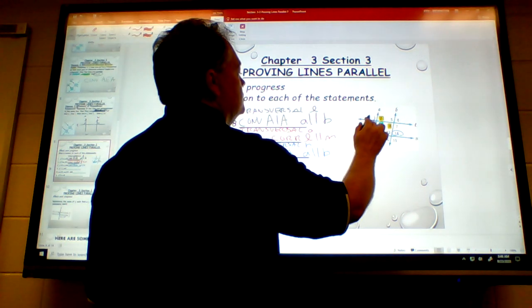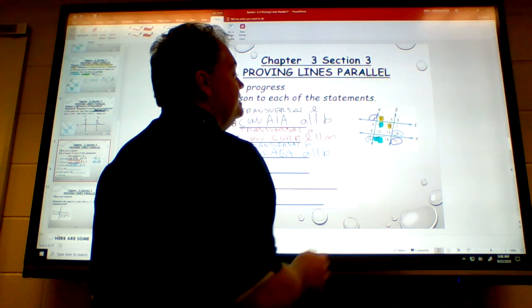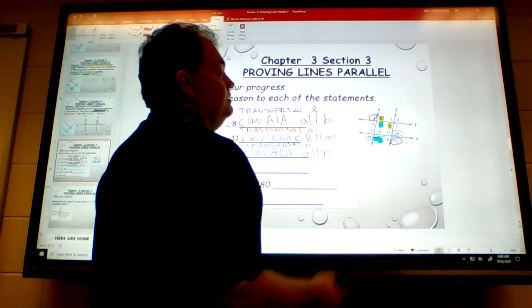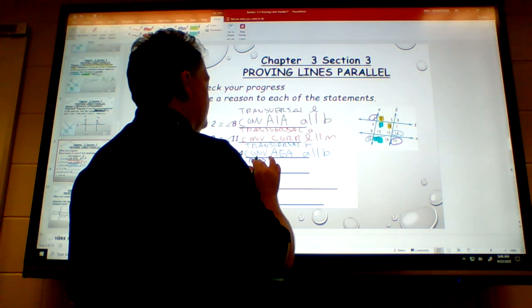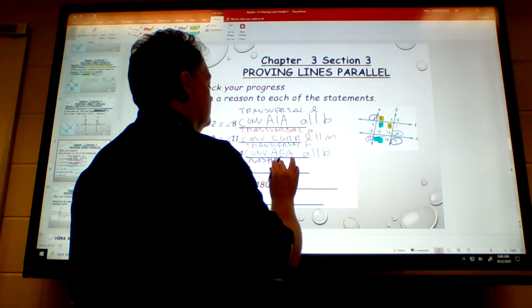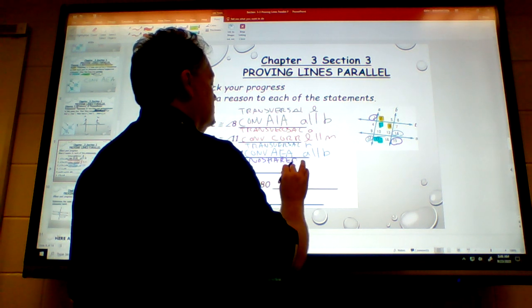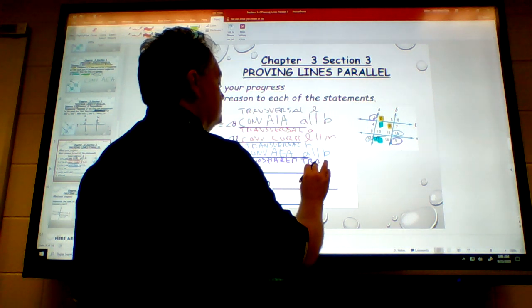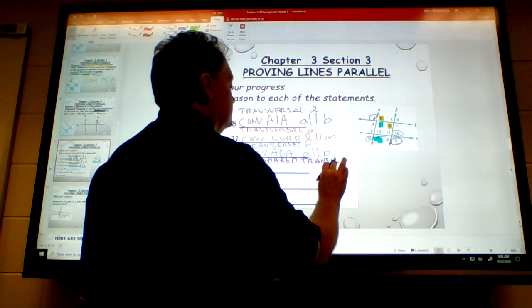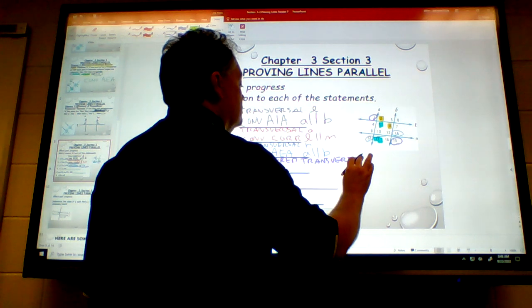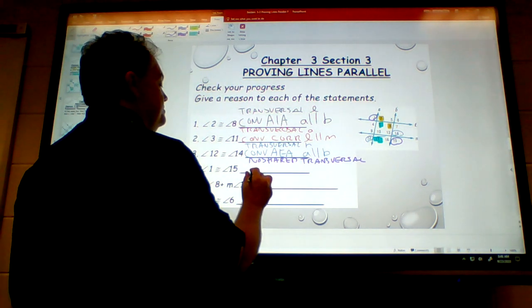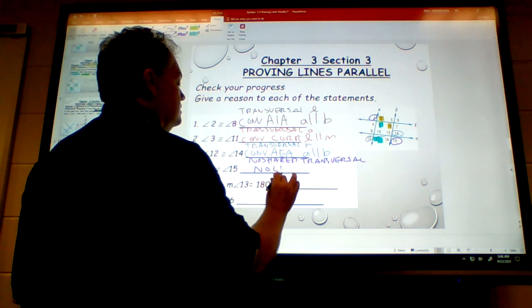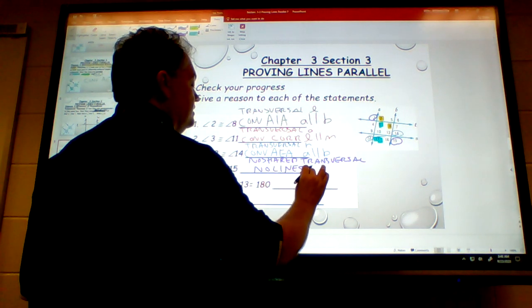Okay, 1 and 15. It's kind of tricky. If you look, they don't share a transversal. No shared transversal. So there's no straight line. So no lines parallel.